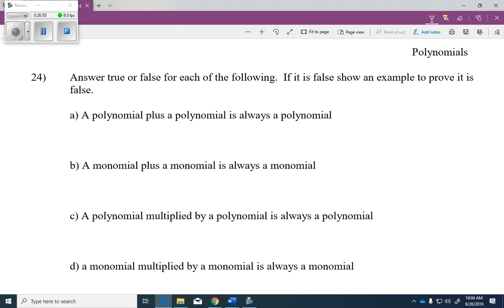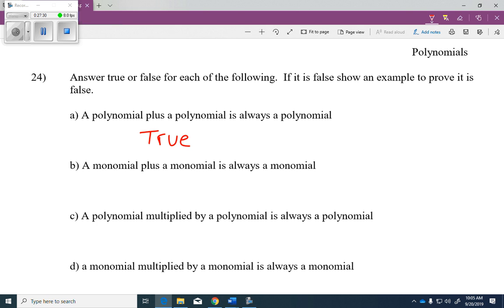True or false? And if it's false, show an example to prove that it's false. A polynomial plus a polynomial is always a polynomial. That's true. If I add something that's called a polynomial to something else that's called a polynomial, I will get a polynomial. My polynomial might have only one term when I add it, might have 2 terms, 3 terms, doesn't matter how many terms. Remember, a polynomial is just something with terms whose exponent is a whole number.